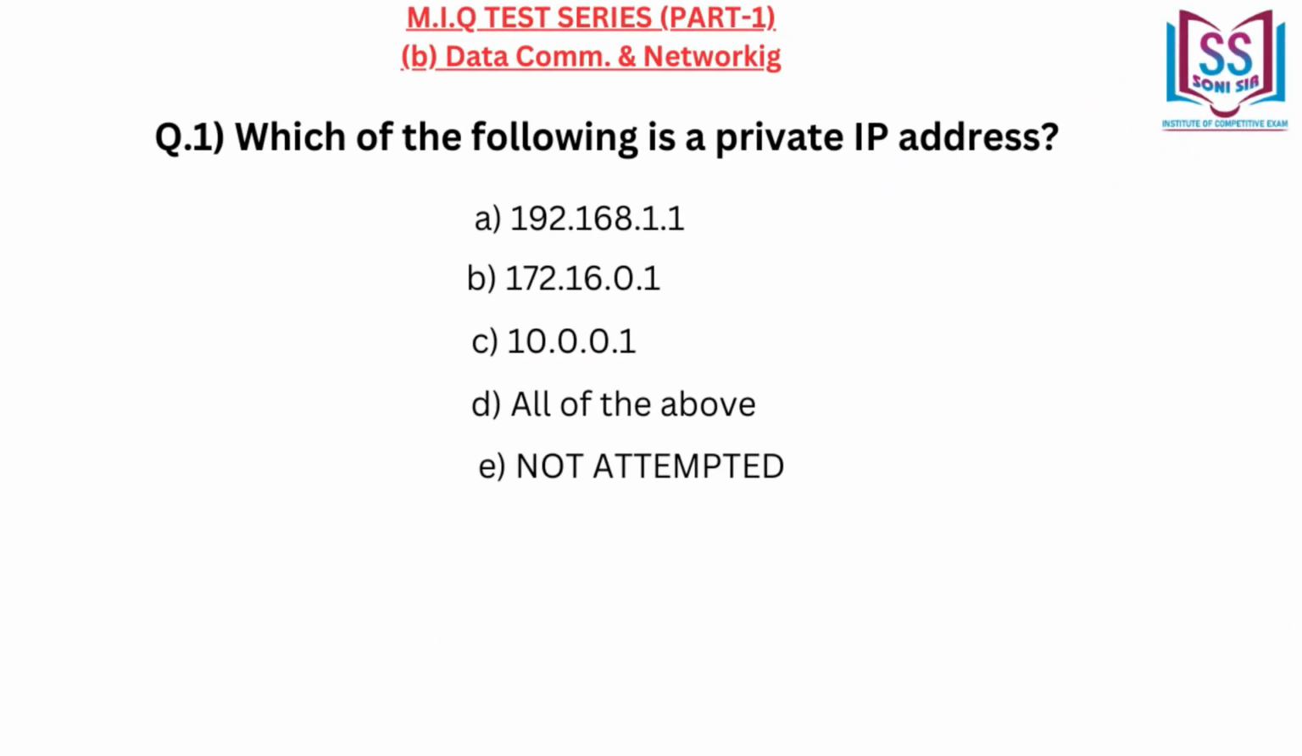Which of the following is a private IP address? A. 192.168.1.1. B. 172.16.0.1. C. 10.0.0.1. D. All of the above.